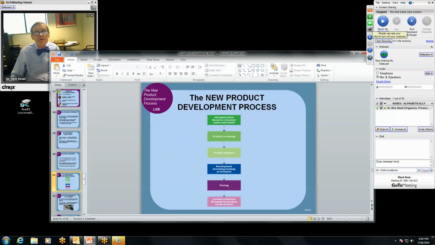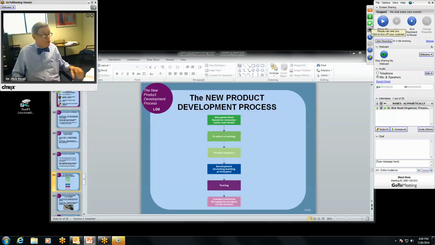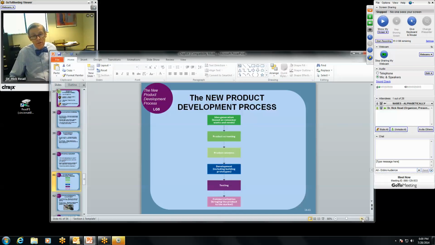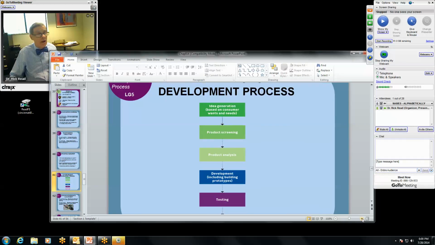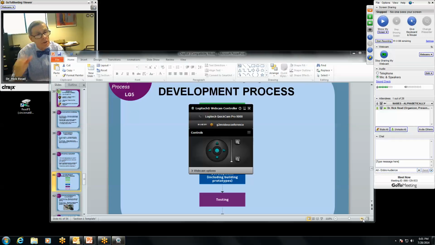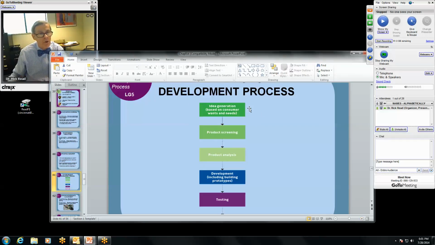Now this is the new product development process. I'm going to blow this up just a little bit for you so you can see a little better. It doesn't look real well, but we'll start and come down. You can see this graphically displayed at page 391, figure 14.3. Starts out with an idea. And then once the idea is developed, and we have some type of a prototype, if you will, then we come to product screening.